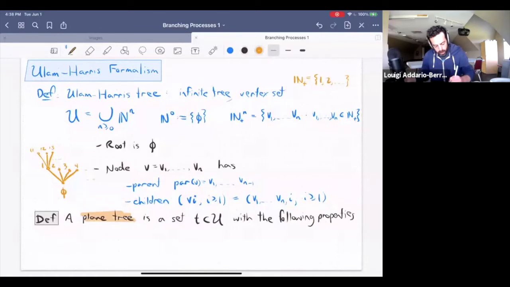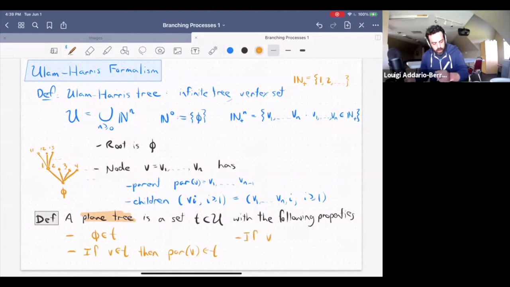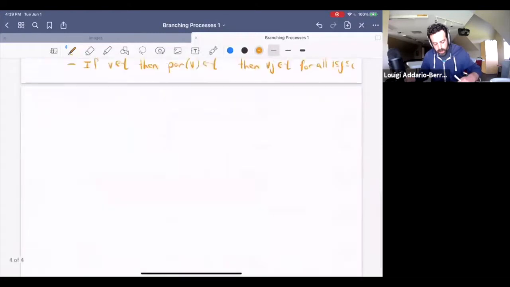So it should contain the root, and it should have the property that if a node is in the tree, then its parent is in the tree. And finally, it should have the property that if a node is in the tree and some node vi is also in the tree, then vj is in the tree for all j from 1 to i.